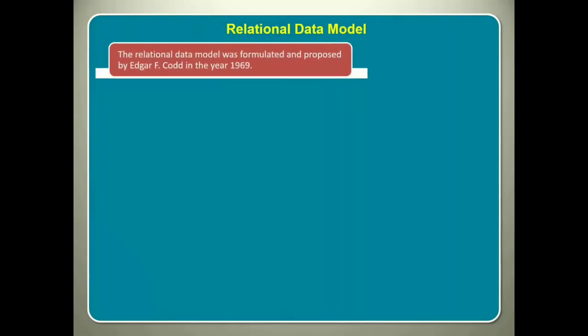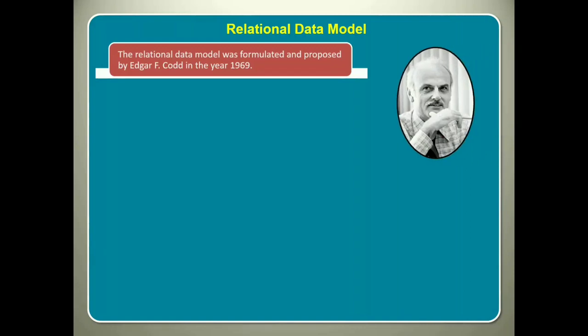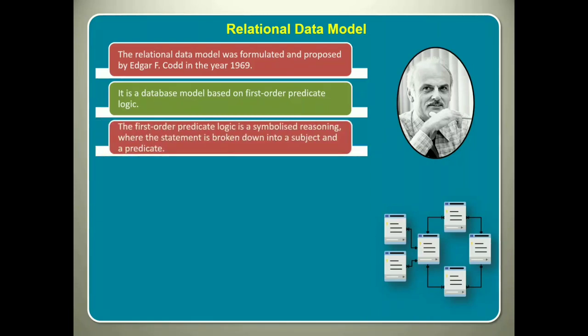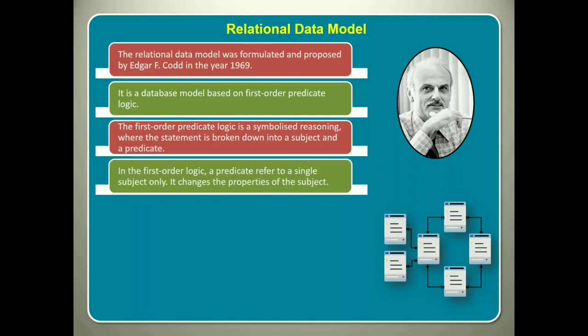The relational data model was formulated and proposed by Edgar F. Codd in the year 1969. It is a database model based on first-order predicate logic. The first-order predicate logic is a symbolized reasoning where the statement is broken down into a subject and a predicate. In the first-order logic, a predicate refers to a single subject only. It changes the properties of the subject.